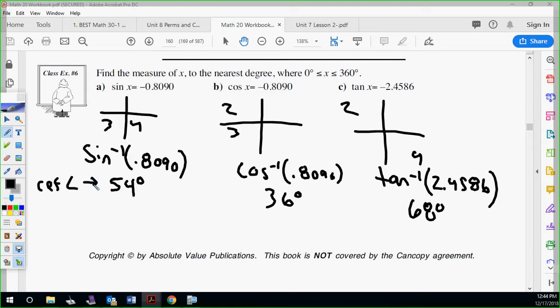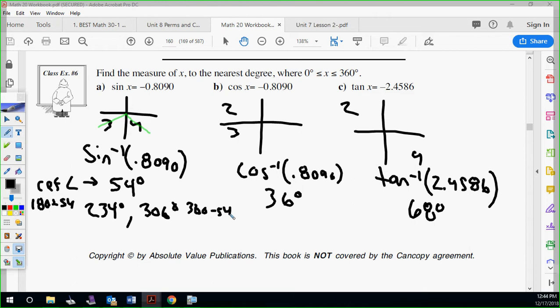So if the reference angle is 54, I'm in quadrants 3 and 4. So I'm going to do 180 plus 54 for that one, so 234 is an answer. And I'm going to do 360 minus 54, 306 degrees is an answer. Essentially I'm right here, and I'm right there. To get these, this one was 180 plus 54, and this one was 360 minus 54. That's how I got those two answers.